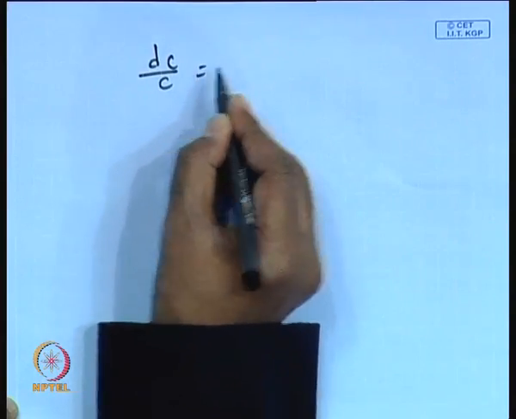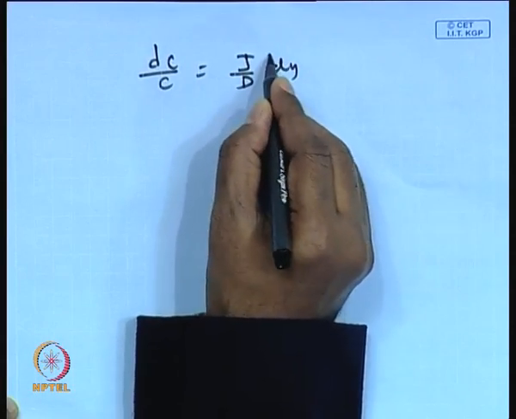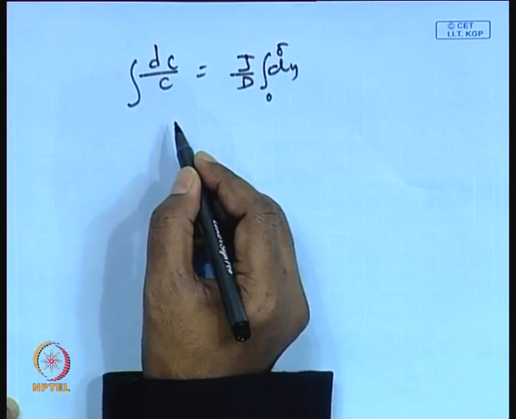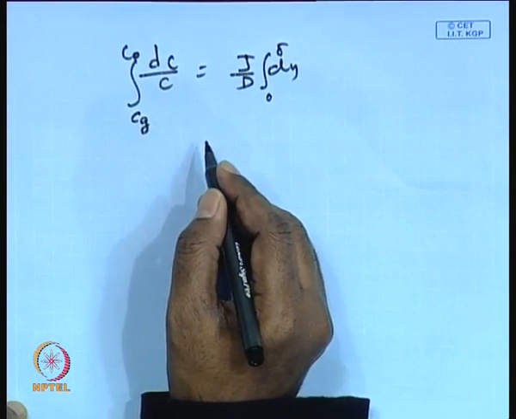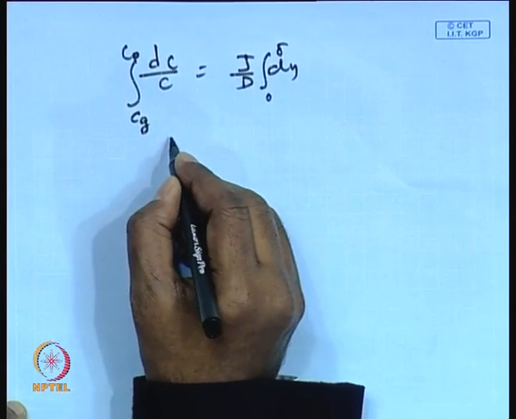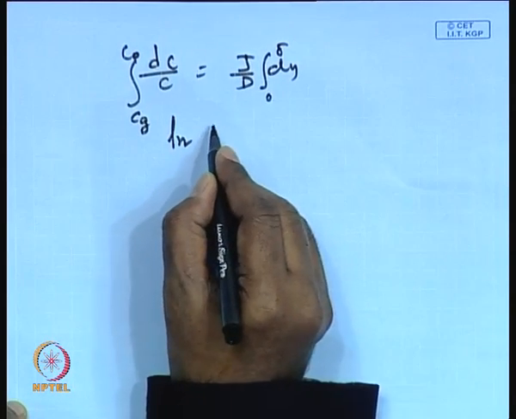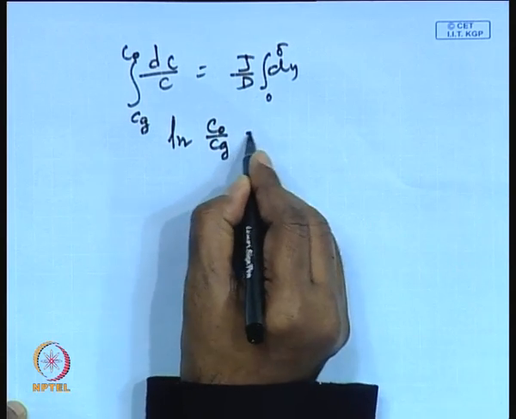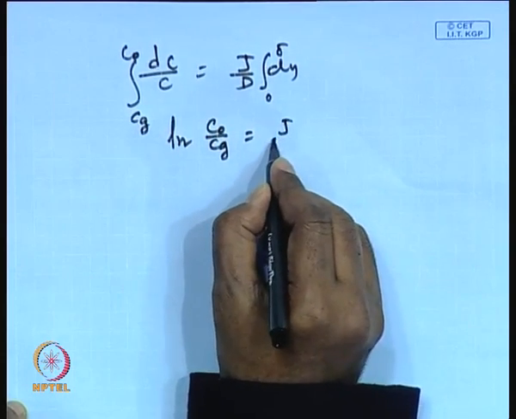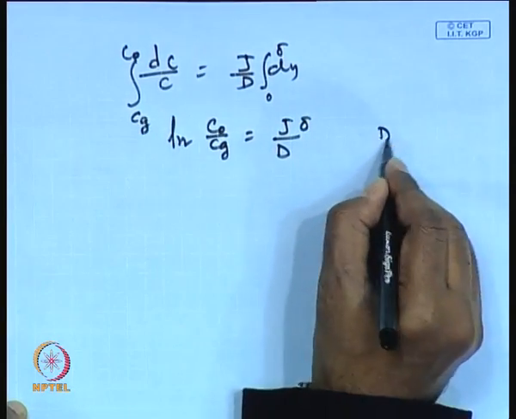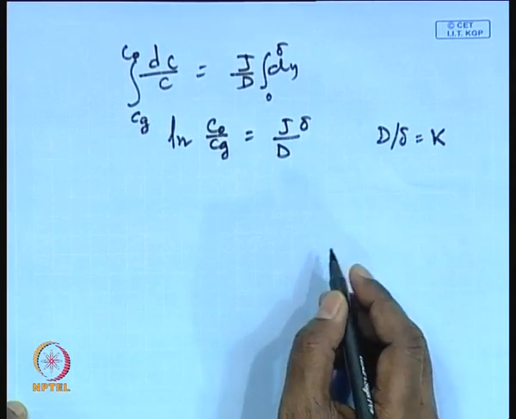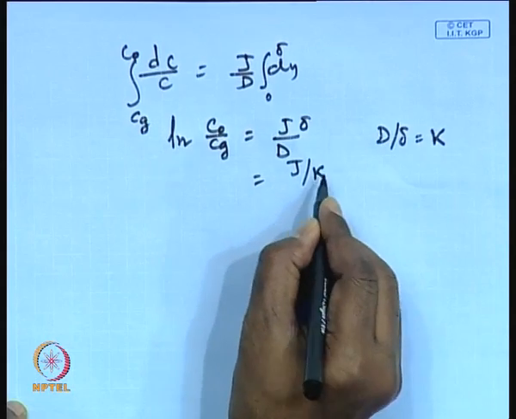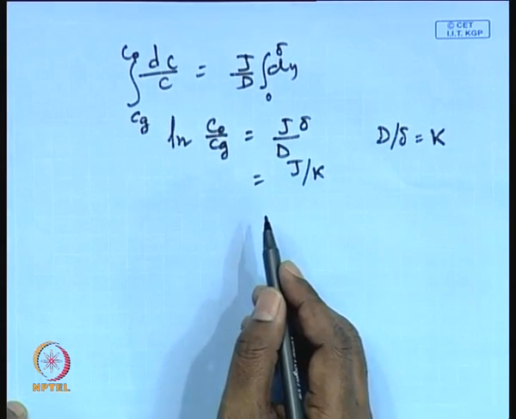So dC by C is nothing but J/D dy, from 0 to delta, from Cg to C naught. Okay. So ln C naught by Cg is equal to J delta by D, and D by delta is always the mass transfer coefficient, film mass transfer coefficient k. So this becomes J by k, and I think I have missed a minus sign somewhere.